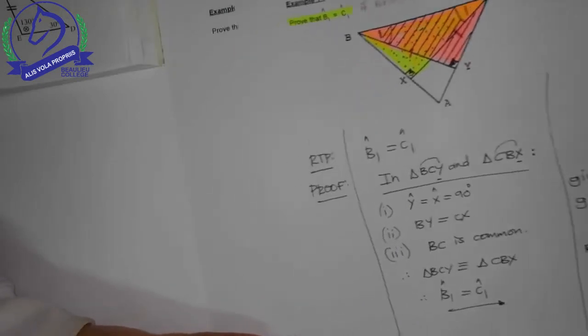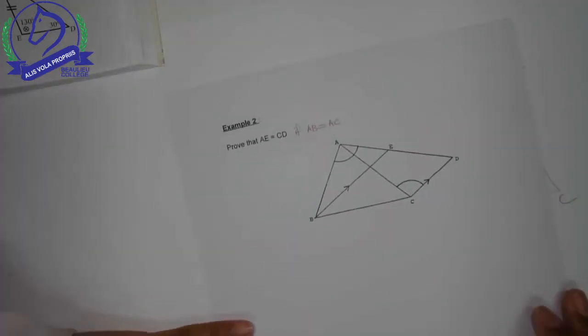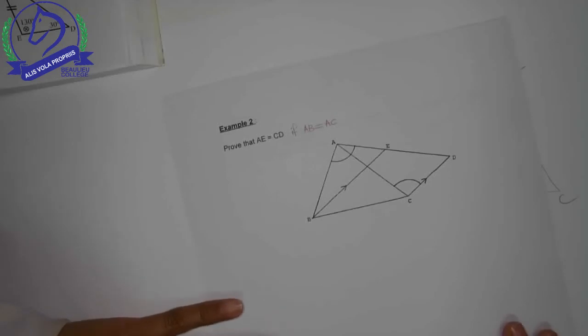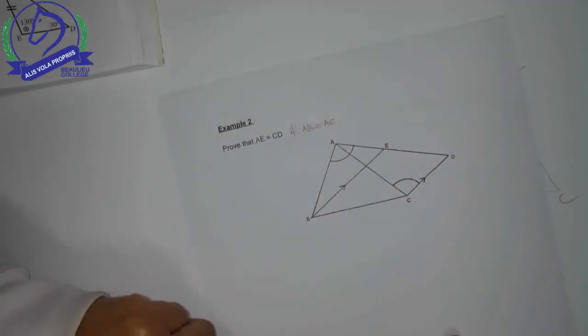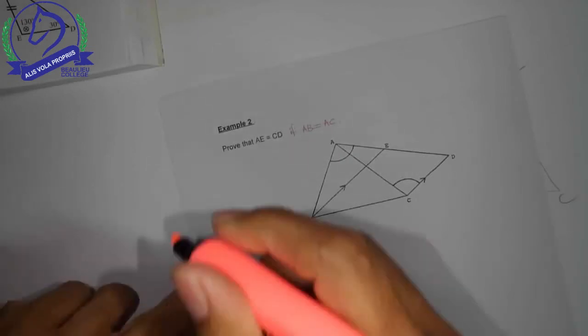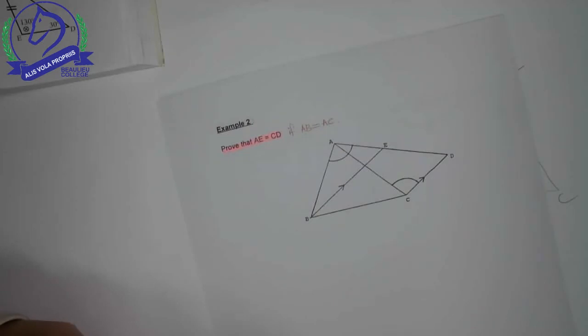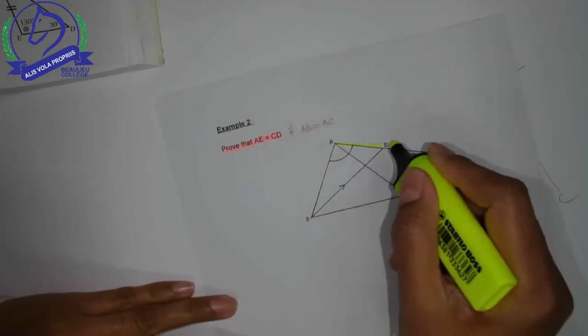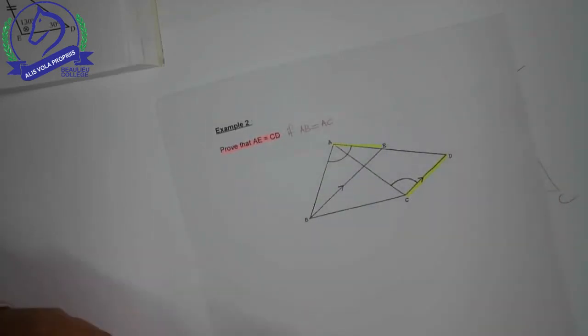Okay, example 2. Here's example 2. Prove that AE is equal to CD if AB is equal to AC and angle A is equal to angle C. So let's mark it down. We need to prove that line AE is equal to line CD. Okay, so there's the line. Let's highlight it so we know what we are working with. AE and CD. Those are the two lines we need to prove equal.